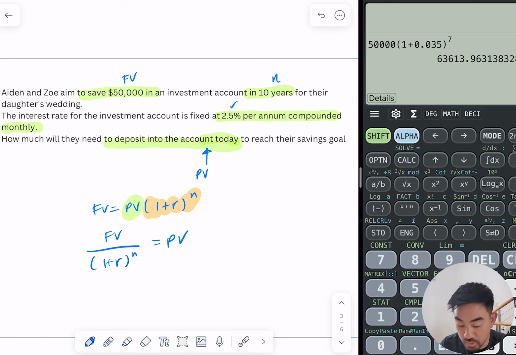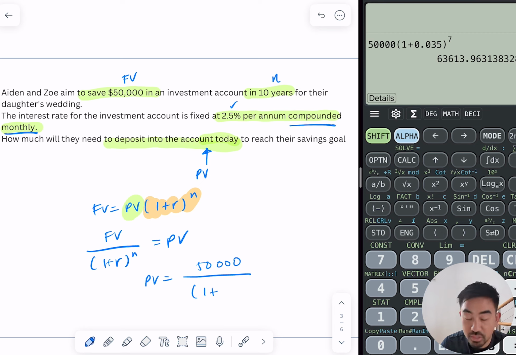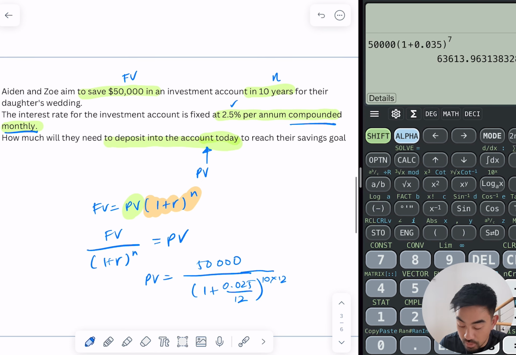All right, now all we need to do is substitute the numbers. So PV equals future value, which is 50,000, over the rate, 1 plus. Now here's the little thing you need to watch out for. Because it's compounded monthly, I need to divide the rate by 12 for 12 months. So 0.025, because 2.5% as a decimal, divided by 12. And all of this will be to the power of 10 times 12, so however many months there are in 10 years. Now, I would recommend you just put all that in the calculator in one go, so that way you won't miss anything. All right, here we go.